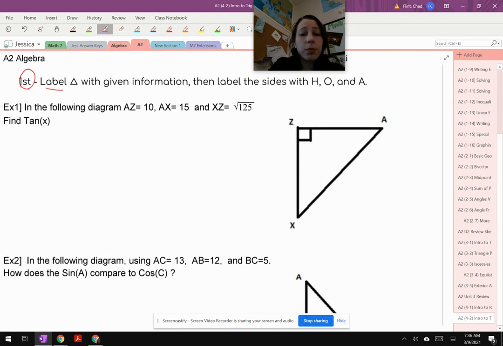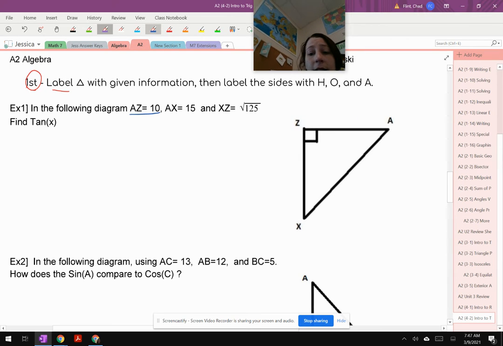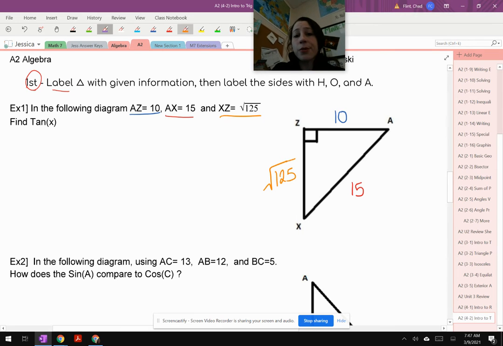All right, so example 1 gives me AZ equal to 10. So AZ, that would be over here. AX is equal to 15. And XZ is equal to the square root of 125. Don't worry about those weird numbers. We will be dealing with weird numbers. It'll be okay, I promise.